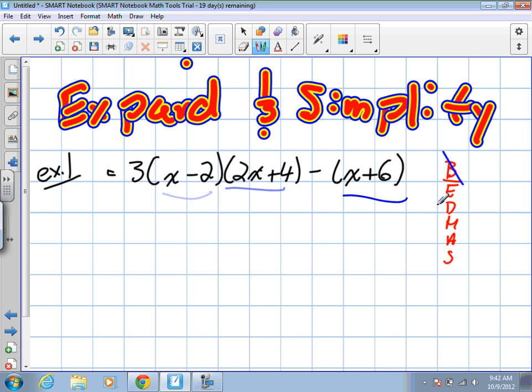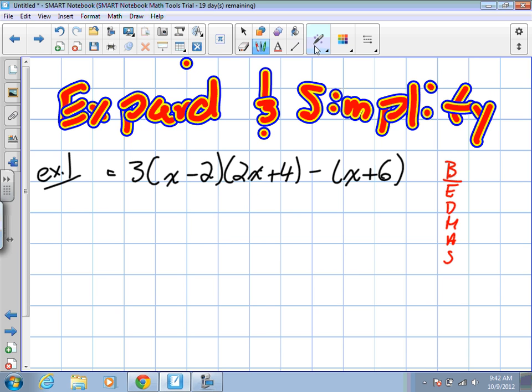I couldn't do anything. Are there any exponents in this question? No. The next step is doing division and multiplication at the same time. Well, I have multiplication here. I have 3 times x minus 2 times 2x plus 4. Now, in order to do this, I have to multiply a set of numbers by themselves and then that answer by the other one. Okay?